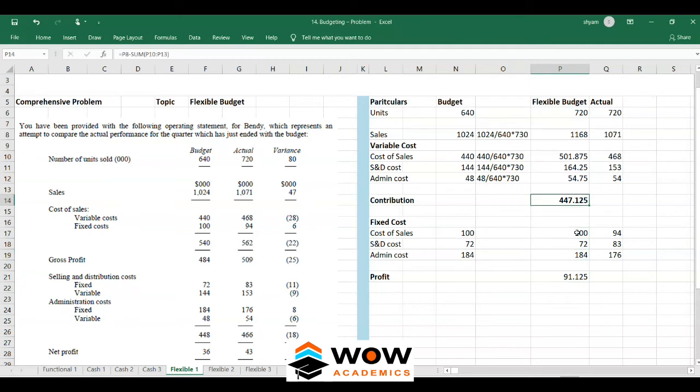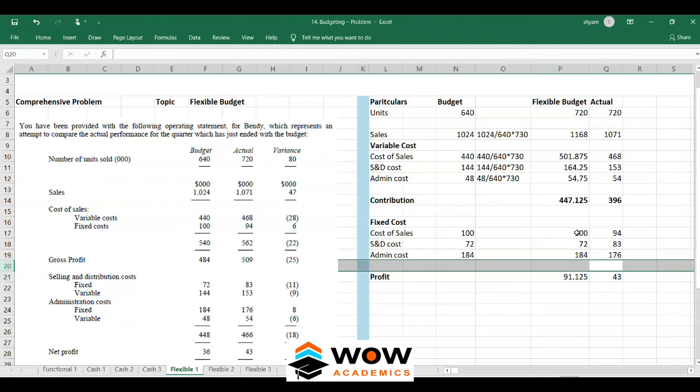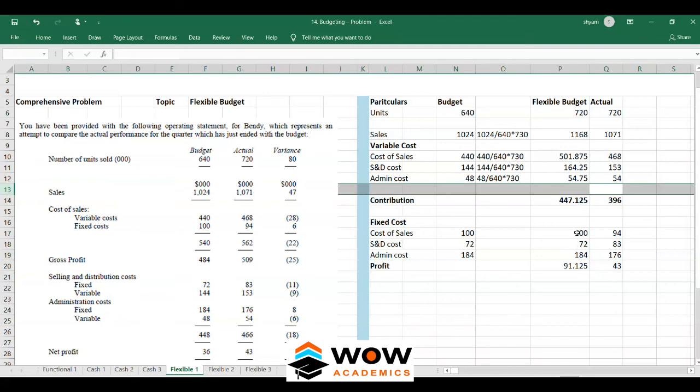So let's get the answer for the actual. The contribution should have been 396. It should have been 447, and profit should have been 91, but it's only 43. So where is the problem hiding? So that is what we have to find.